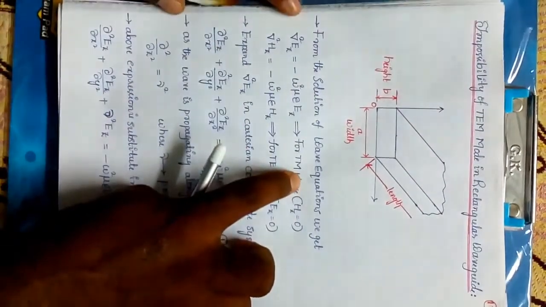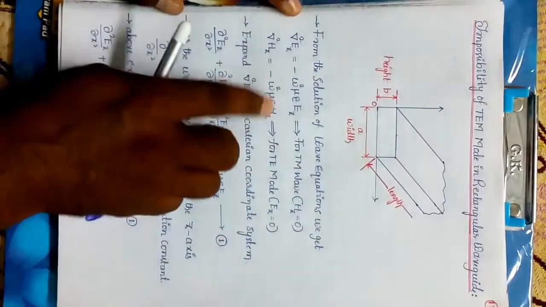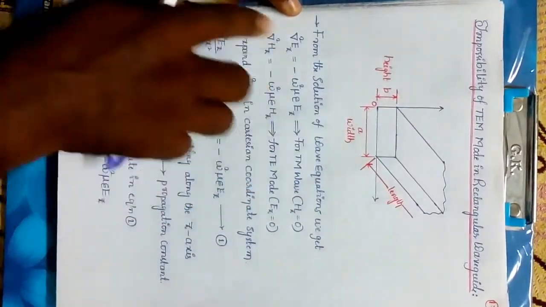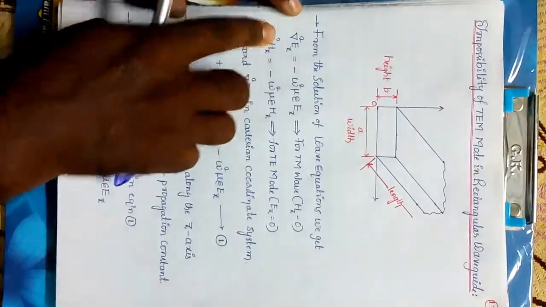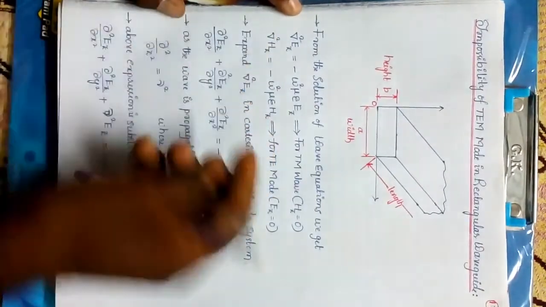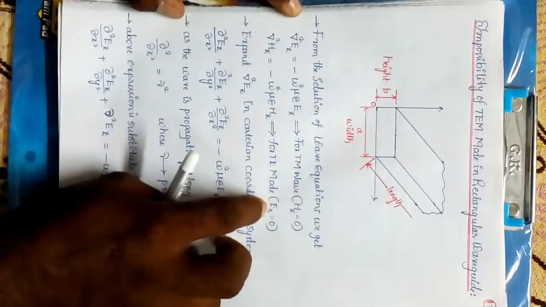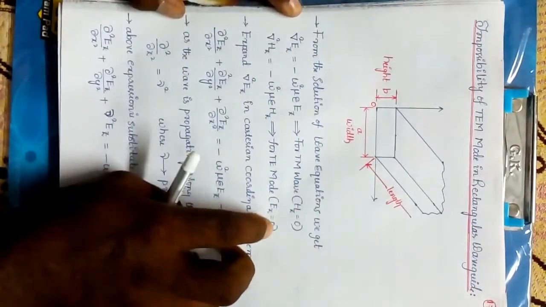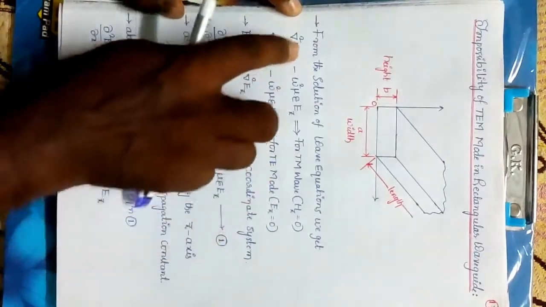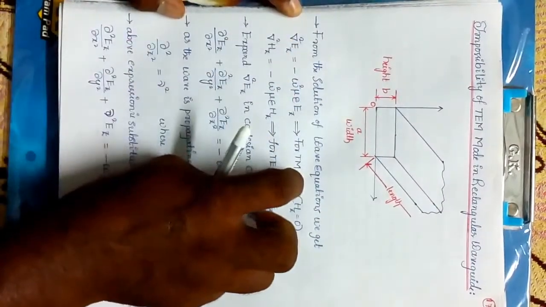Similar to that, remember that wherever the Hz component is present, that particular wave is regarding the TE wave. Why? Because in the TE wave Ez is automatically equal to 0, that means the electric component should be equal to 0. This is regarding TE and this is regarding TM. Just remember.